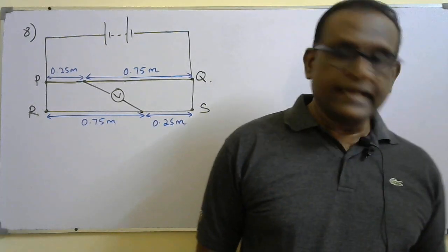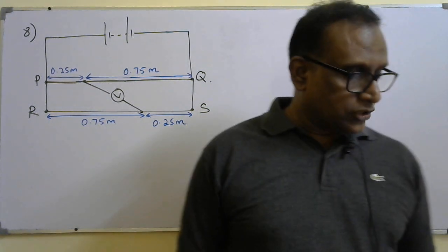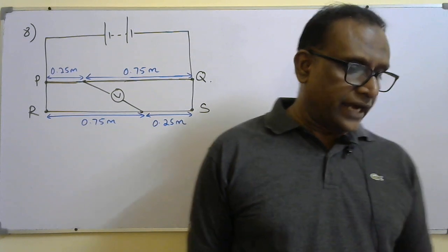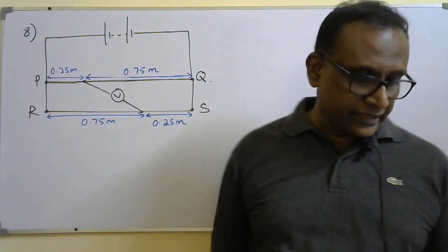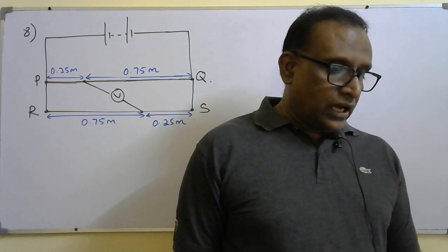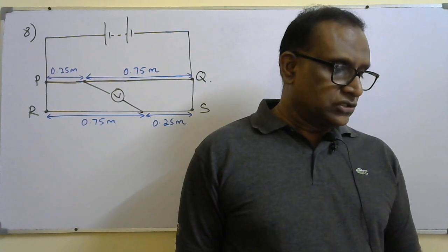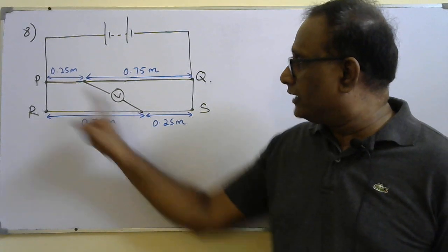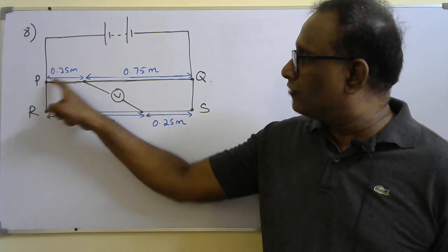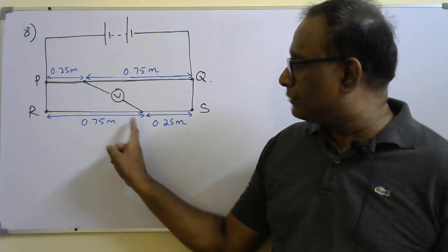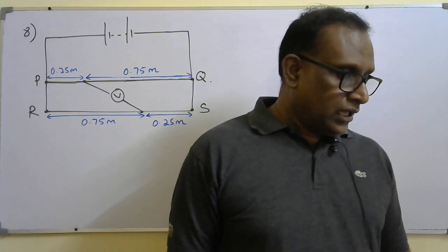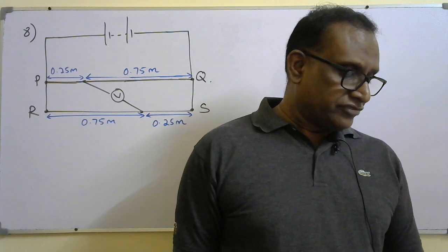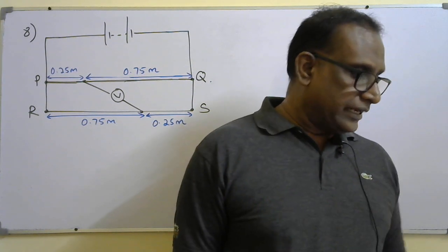Okay, this circuit diagram is given in question 8. A battery is connected to identical uniform nichrome wires PQ and RS, so identical wires. A voltmeter is connected to the wires as shown, from this point to this point. This point is at a distance of 0.25 meter from P, and this is at 0.75 meter from R. The battery has negligible internal resistance. The question is which of the following is the reading on the voltmeter?